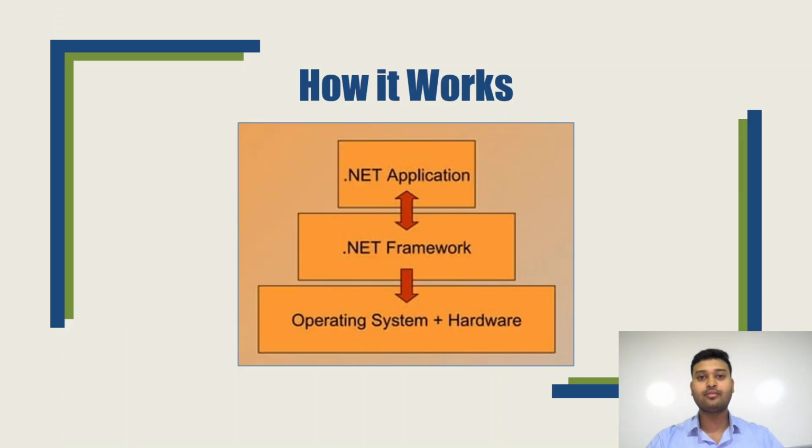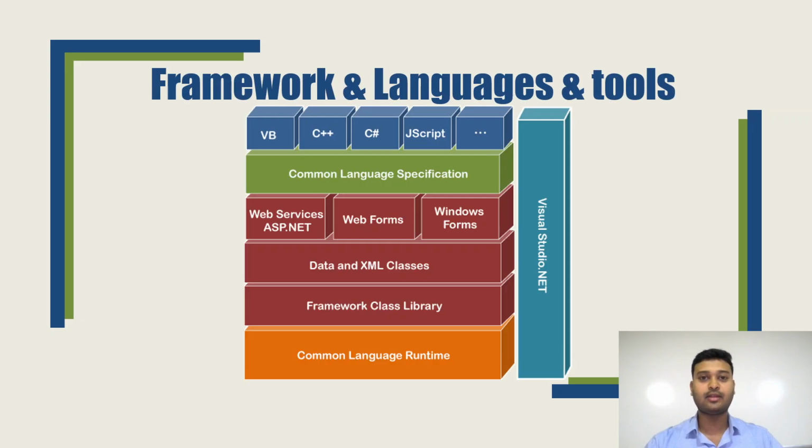Now let's see how a .NET application works. As we can see in the diagram here, a .NET application works on top of the .NET framework, which is installed in an operating system, or we can say any operating system which has hardware. Just like when you talk about the Java language, Java requires the JDK, which is installed in some operating system, .NET is similar to that. Now let's see the framework. In the diagram you can see the framework, languages and tools supported by .NET.